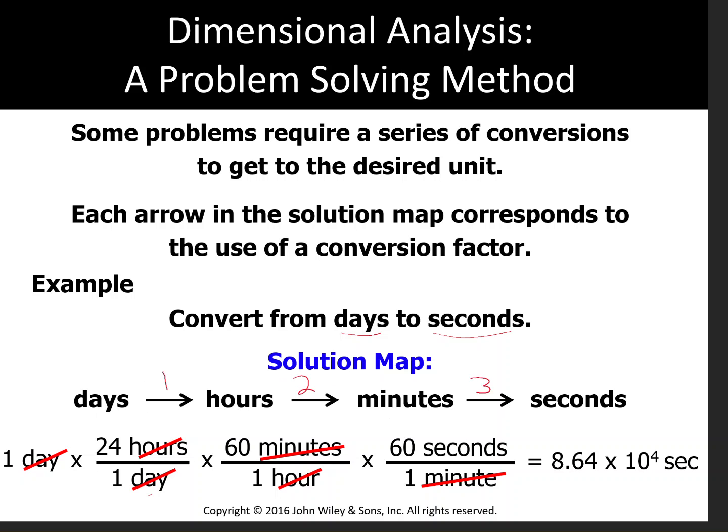So we know that one day is 24 hours. This is step 1. Step 2, you convert hours to minutes. There are 60 minutes in each hour. And last step, you convert minutes to seconds.